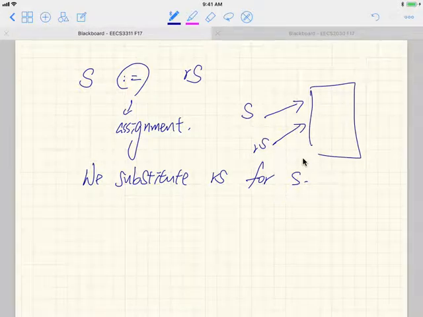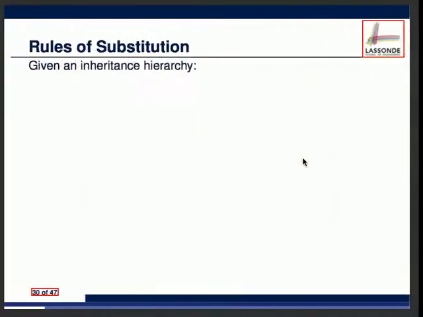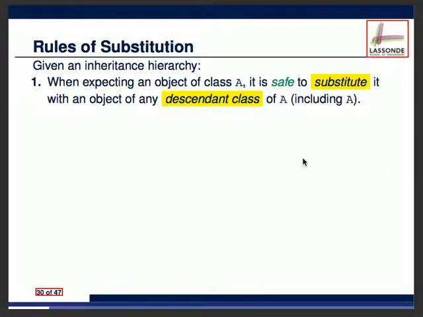Let's see some definition here. So now, here's the rule. When you are expecting an object of class A, it would be safe to substitute it with an object of any descending classes of A, including A. Let's see an example right away.